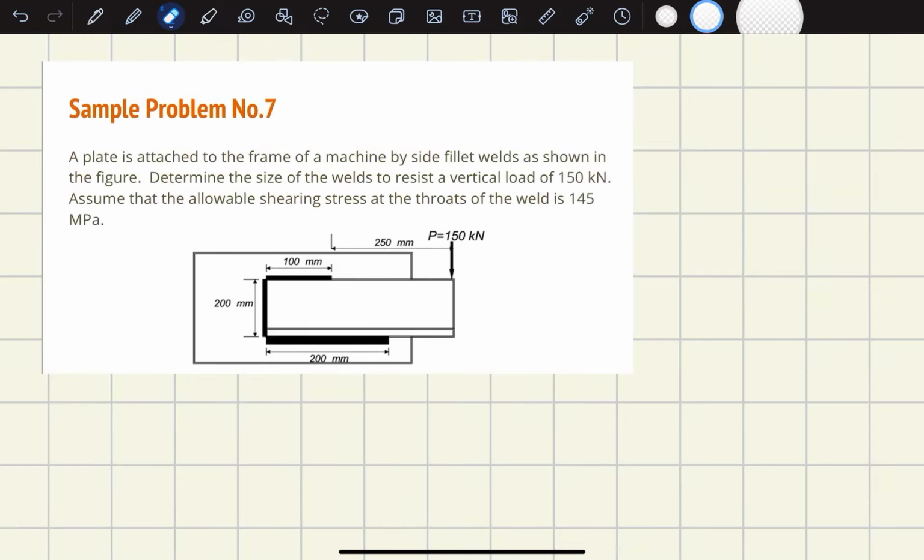So let's solve a problem. A plate is attached to the frame of a machine by side fillet welds as shown in the figure. Determine the size of the welds to resist a vertical load of 150 kN. Assume that the allowable shearing stress at the throats of the weld is 145 MPa.